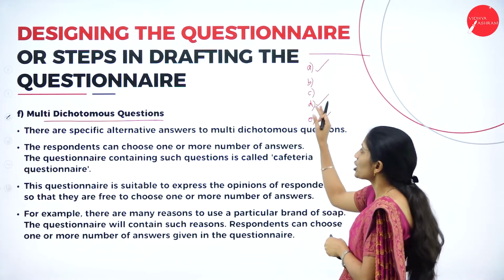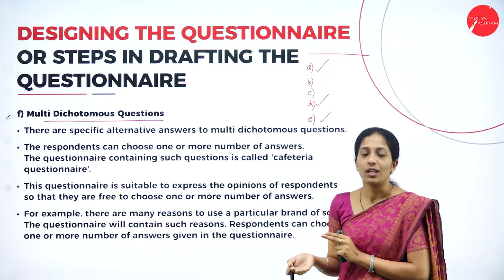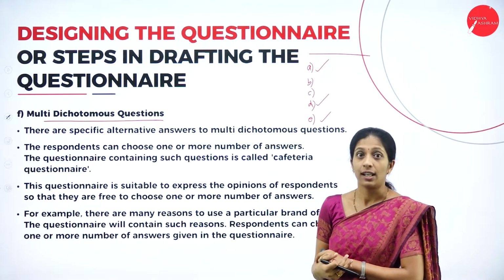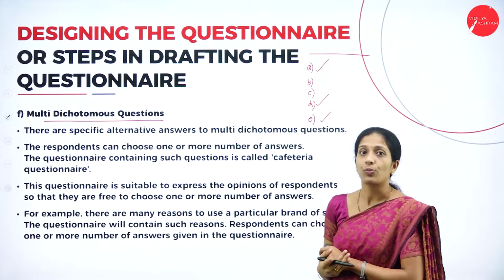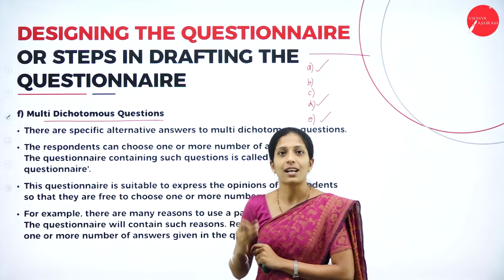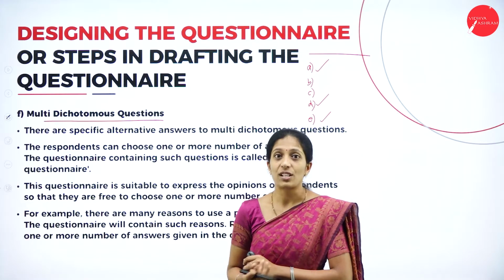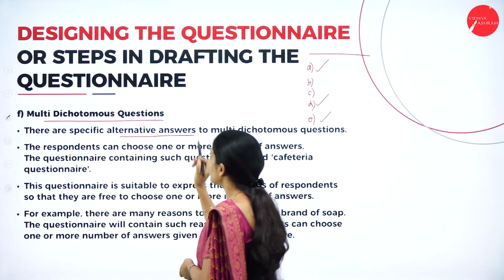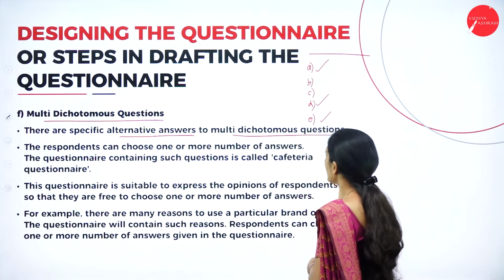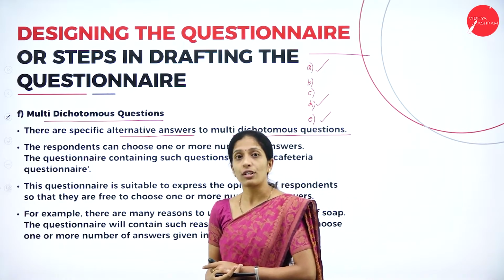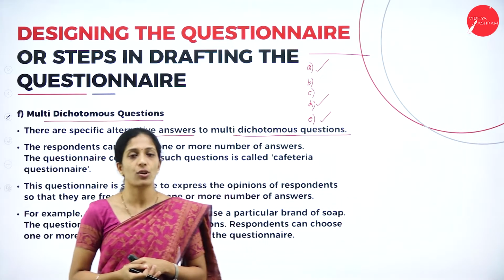Now, here the options may be more than two also. So, they are termed multi-dichotomous questions. That is, you have seen a question where the answer will be all of the above. In the sense, all the answers are correct. So, there are specific alternative answers to a multi-dichotomous question. Under a multi-dichotomous question, it's not only one option that the researcher is going to select.